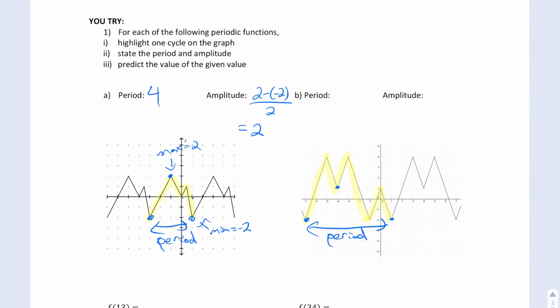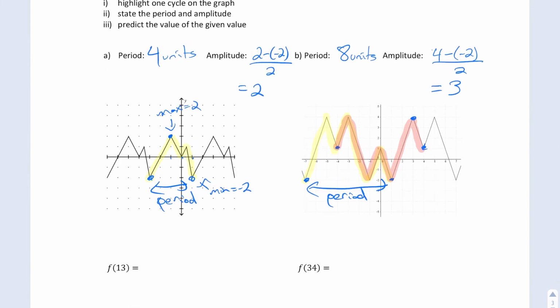Again, you could pick elsewhere if you want. Maybe you pick right here. If I do this in a different color. So I go here, and I know that that's where it's going to stop, and you should get the same period. Either way, I'm going from the first one here, -7 to +1, so that's going to be a period of 8 units. I should put units here. And my amplitude's going from 4 down to -2. So I got 4 minus -2 divided by 2, so I end up with 3. And so not too bad.